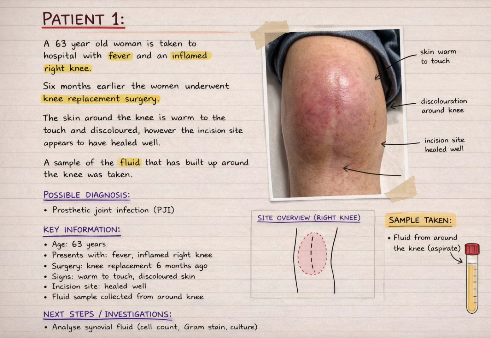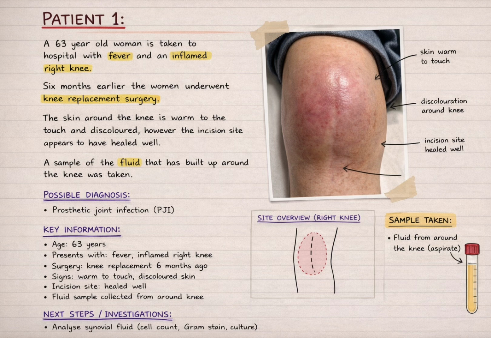This is really important because any joint symptoms after prosthetic surgery should immediately raise suspicion for a prosthetic joint infection, also known as PJI. If we look at the clinical signs, the knee is warm to the touch and discolored, which are classic signs of inflammation and infection. The fact that the incision site has healed well tells us this isn't just a superficial wound infection, it's likely deeper, involving the joint itself.